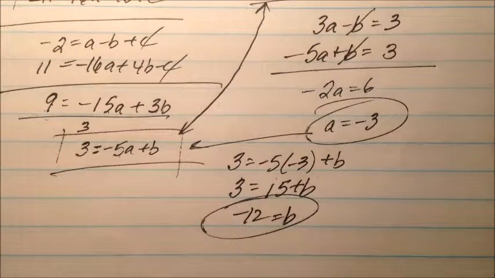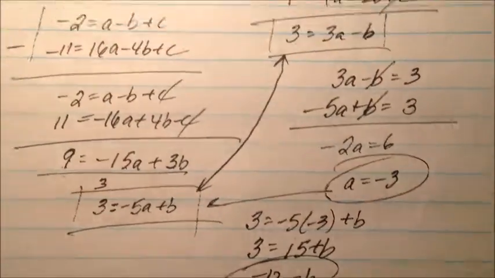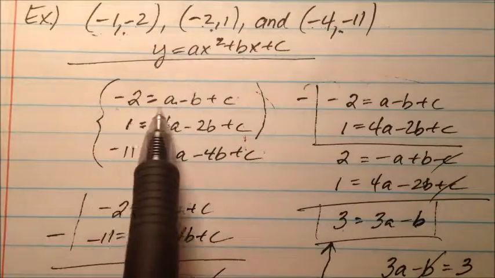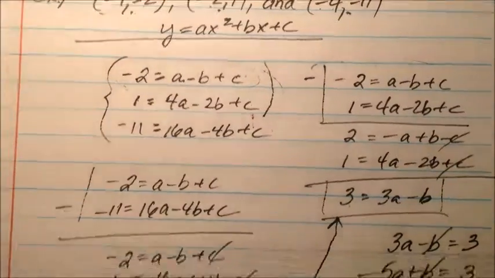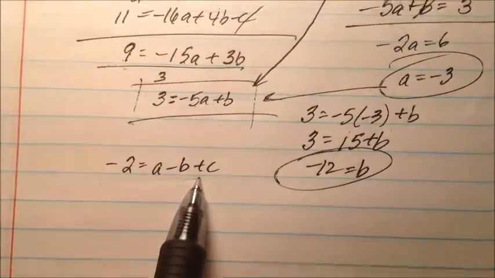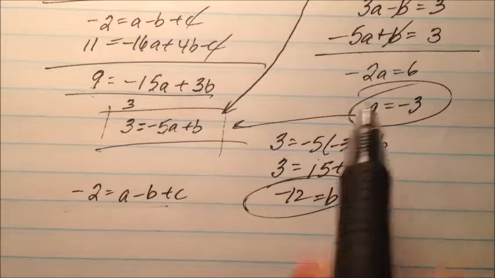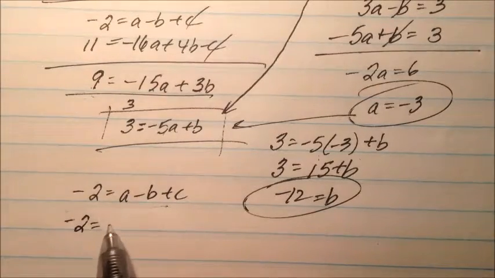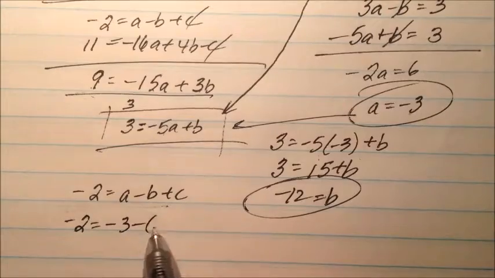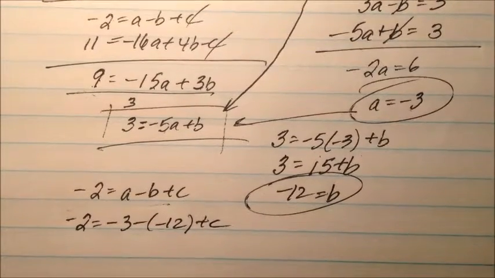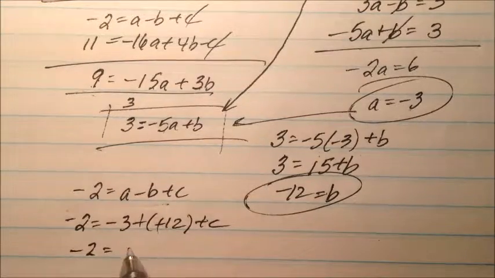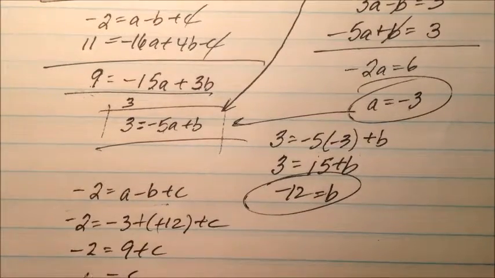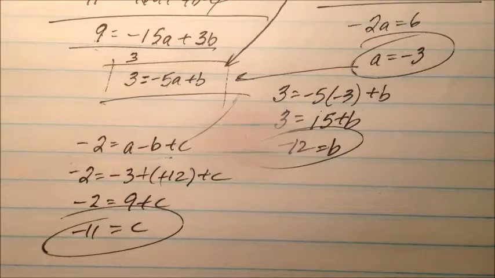Okay, so now that I have the values of a and b, I could go ahead and substitute them back into, say, this first equation. So let me jot it down here. Negative 2 equals a minus b plus c. So here's where I jotted it down. My value for a was negative 3. My value for b was negative 12. And we're looking for c. So negative 2 equals negative 3 plus 12 should be 9 plus c. So it looks like c should be negative 11.